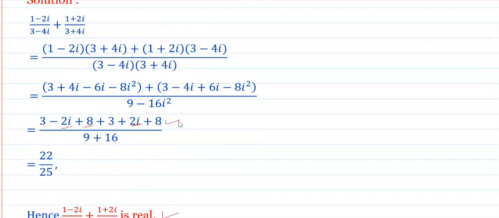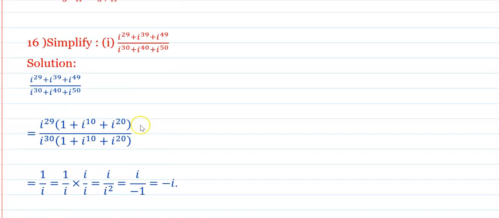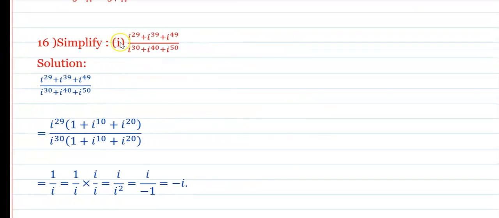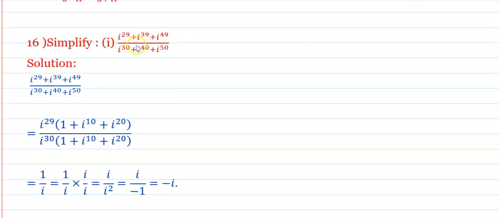Now the next, simplify the first. i^29 + i^39 + i^49 upon i^30 + i^40 + i^50. हे सिम्प्लिफाय करायचं. ओके. मग मिनिमम पॉवर किती येतं? i^29 न्यूमरेटरला आहे. डिनोमिनेटरला मिनिमम पॉवर किती येतं? 30 आहे. Take i^29 common.